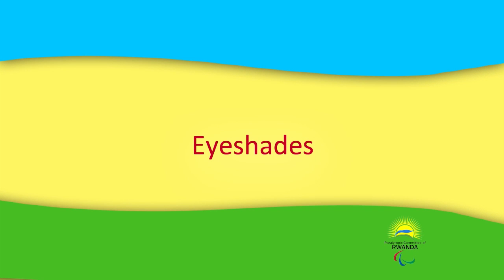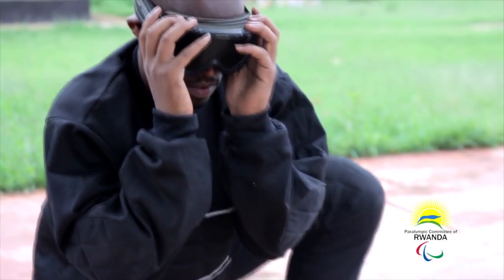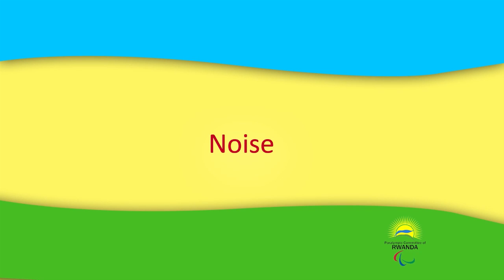Eye shades. Any player on the court who touches his eye shades shall be penalized. Noise. Any excessive noise made by a player during the act of throwing that prevents tracking by the defending team shall be penalized.